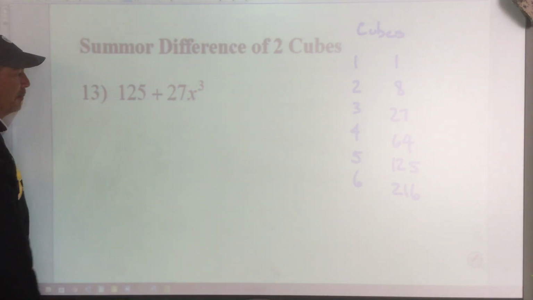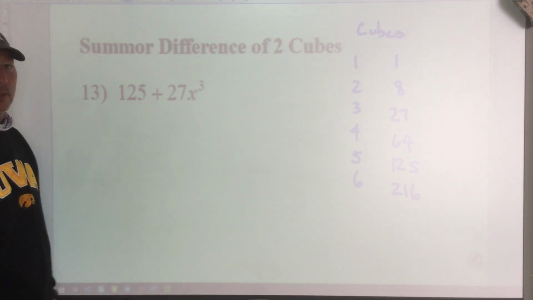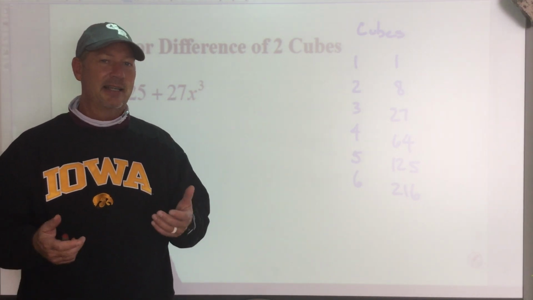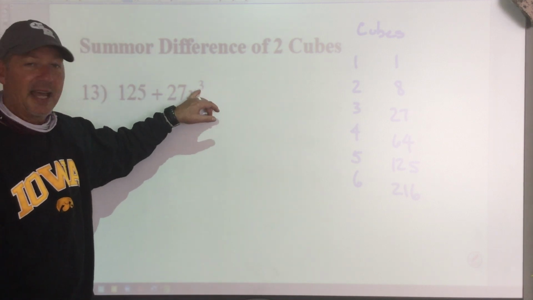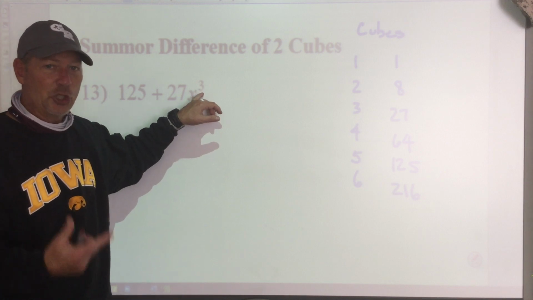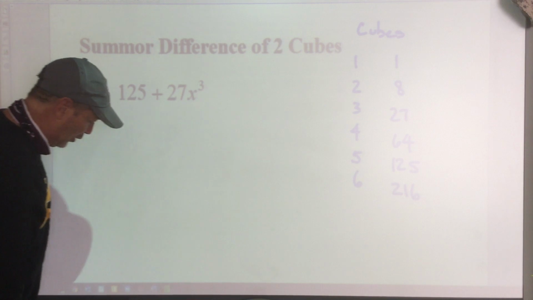All right, so here's our problem. I have 125 plus 27x to the third. So I'm going to ask you, hey, is this the sum of 2 cubes? I'm not sure. I see the x to the third. I'm thinking it's cubes, but I don't know about 125. So I'm going to show you to go to your calculator.